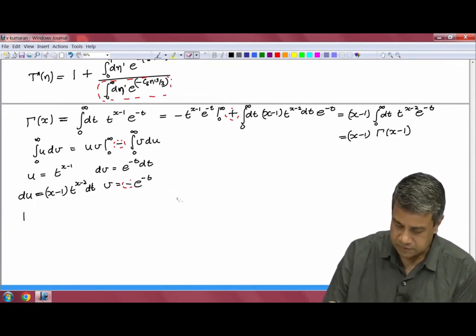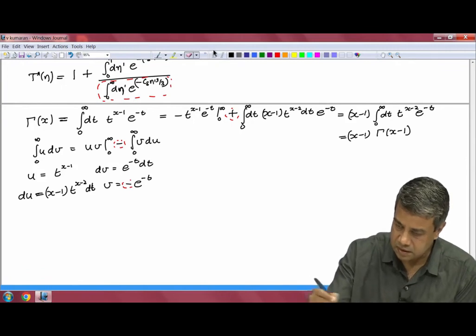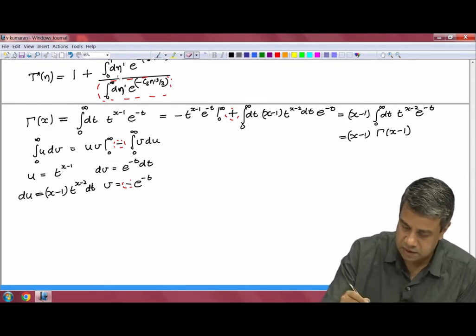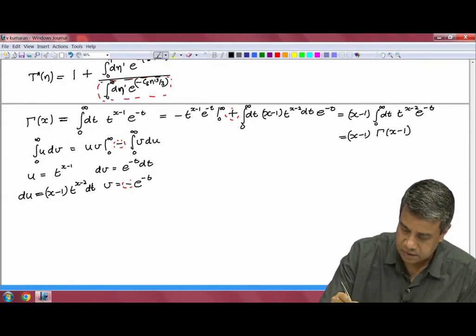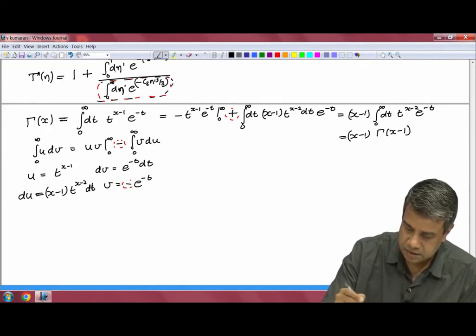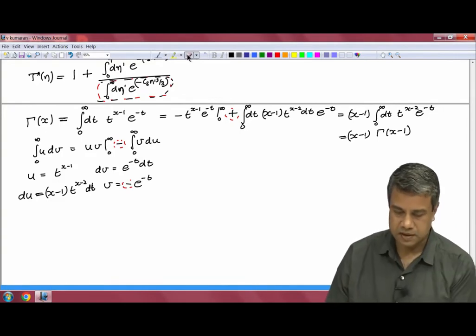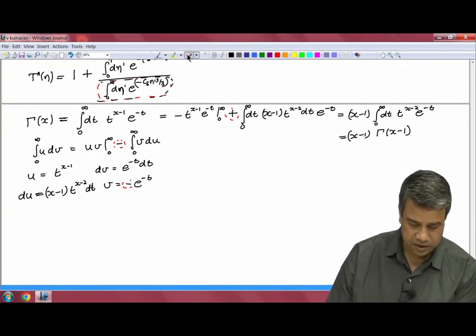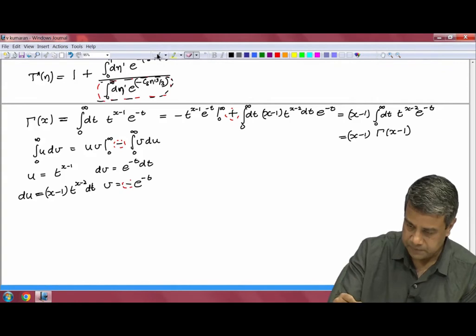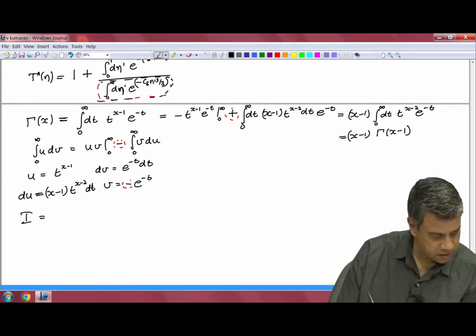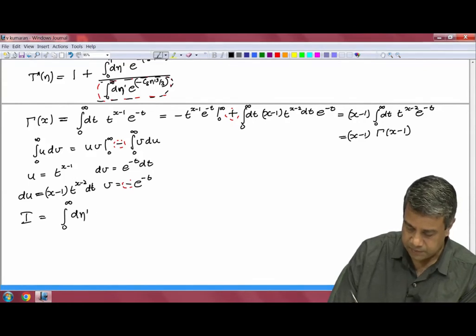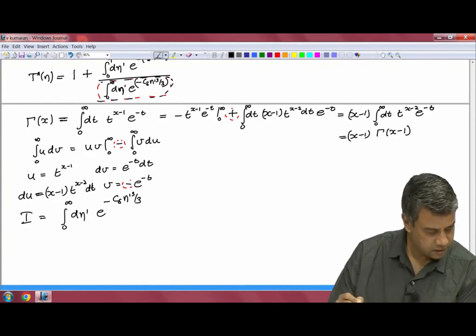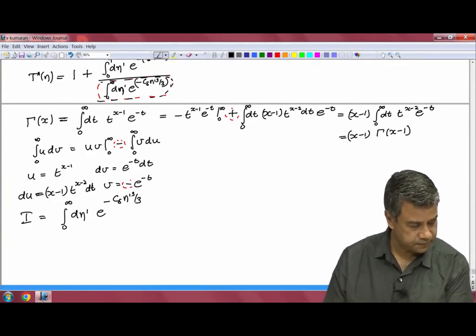So, this is the gamma function, and how does the integral here relate to the gamma function? You can see that I have an integral here. Let me just go through that. The integral I is equal to the integral from 0 to infinity d eta prime e power minus c delta eta prime cubed by 3. So, that is the integral.